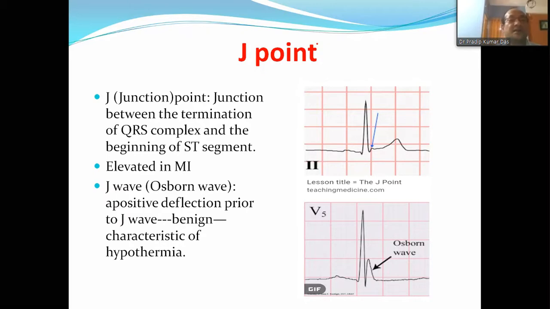It is a positive deflection at the J point. Before the J wave, there is a positive deflection, somewhat like this. It is benign and characteristic of hypothermia. It is called the Osborne wave.